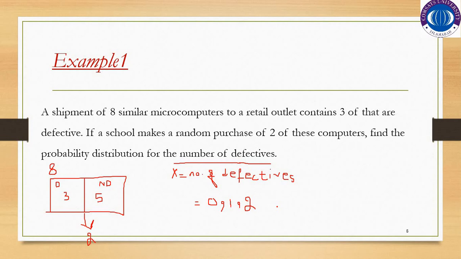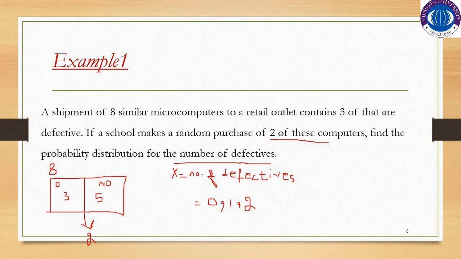We have to stop here. That is, X cannot be equal to 3. Why? Because the school is purchasing only two computers. So if they are purchasing two computers, there would be a minimum of no defectives, meaning 0, or a maximum of two defectives, meaning 2. X is equal to 2. We cannot go beyond these limits.